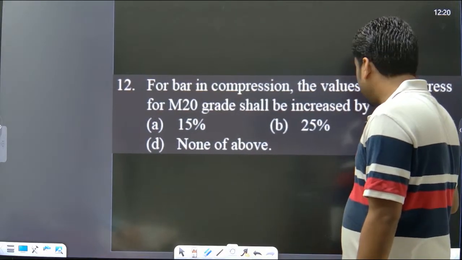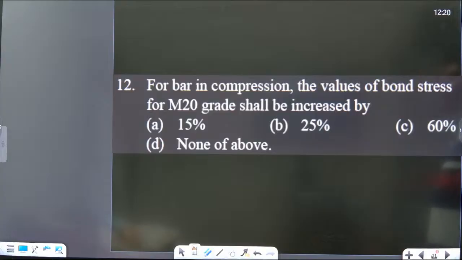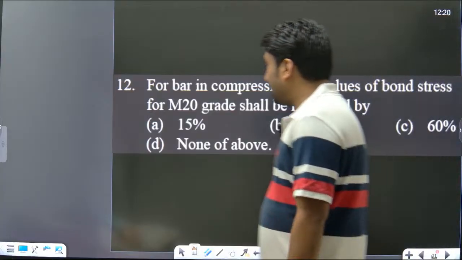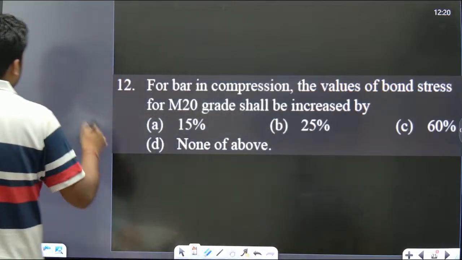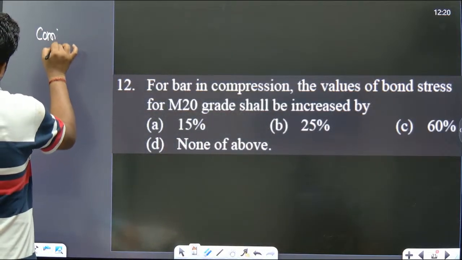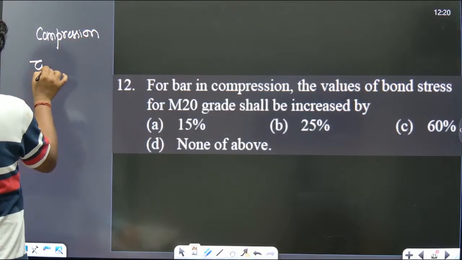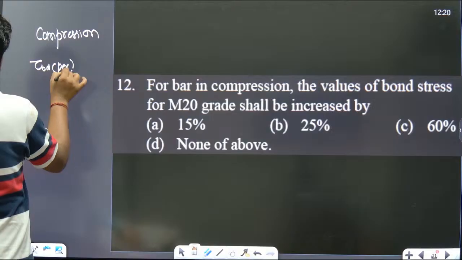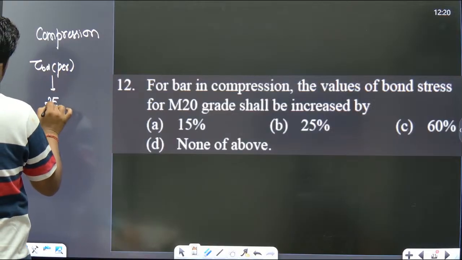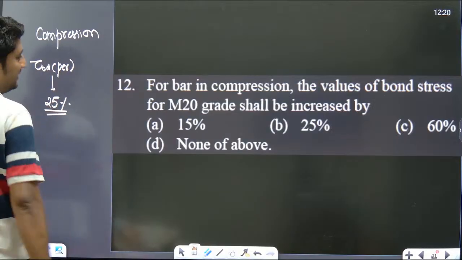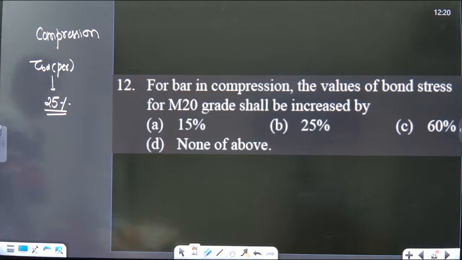Answer this question, guys. For bars in compression, the values of bond stress for M20 grade shall be increased by. Now, if it is in compression, we have just discussed it. For the bars in compression, the tau BD permissible values are increased by 25% as compared to bars in tension.